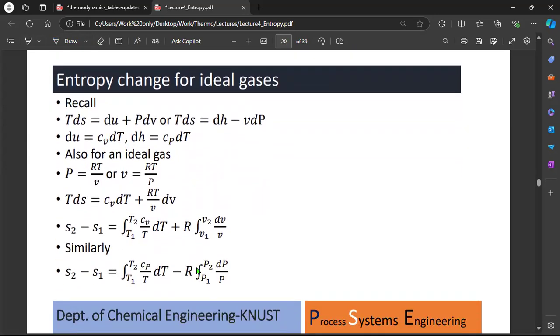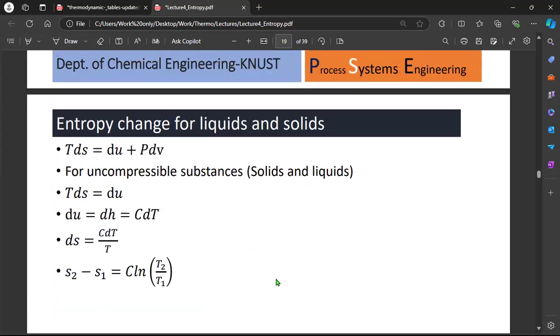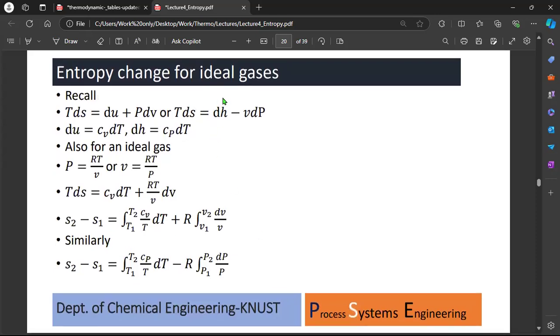Okay. Now we can look at what happens when we are dealing with ideal gases. So we've looked at what we can expect for solids and liquids. Now when we're looking at ideal gases, we still have the relations we were considering. That TdS is equal to dU plus PdV, or is equal to dH minus VdP. But remember that we said that dU can be represented with CV dT and the dH can be represented with CP dT.